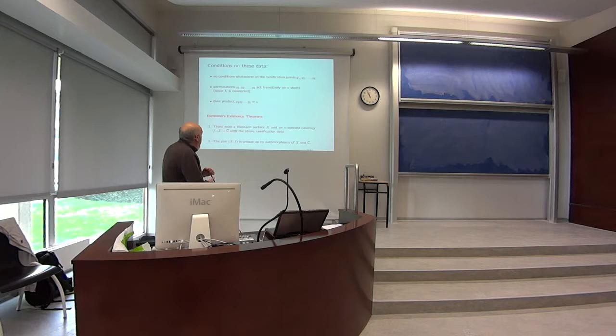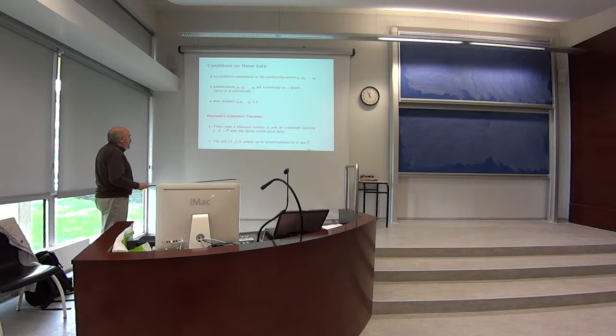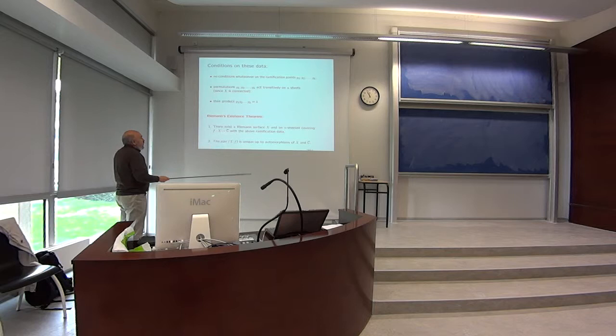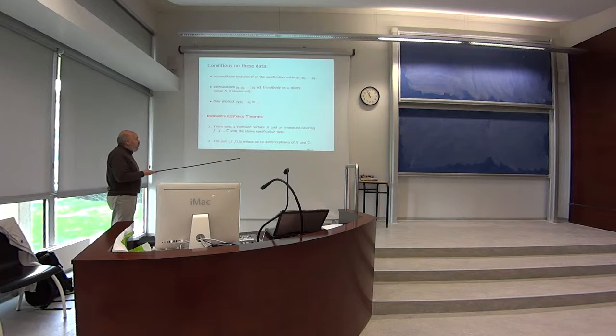Now, the famous and very profound Riemann's existence theorem says that for such data there exists a Riemann surface and a sheeted covering, a meromorphic function with the above ramification data, and this pair is unique up to two automorphisms, of X and of the sphere.